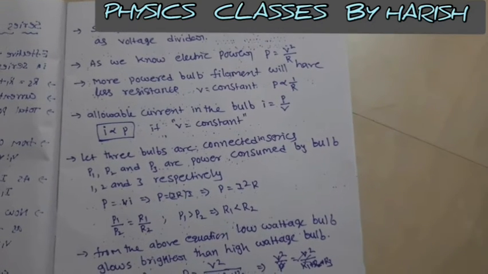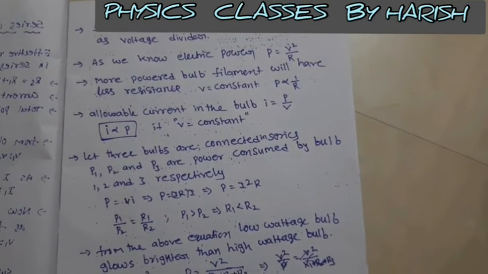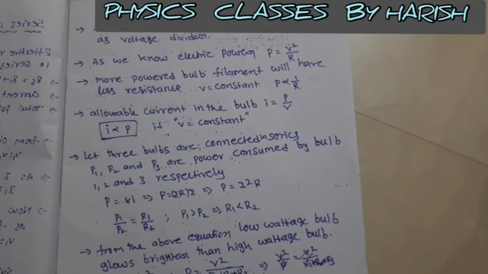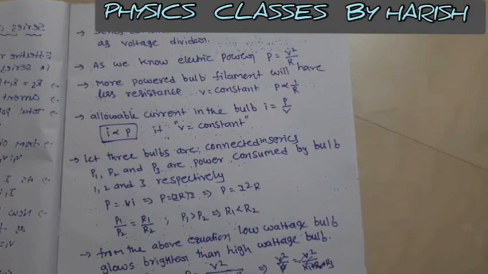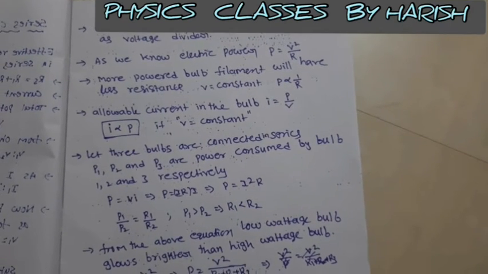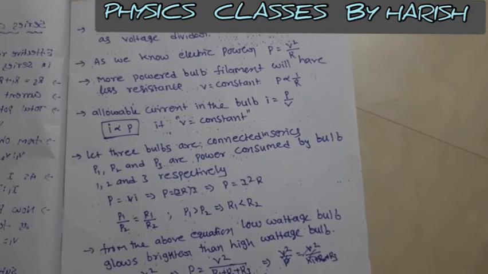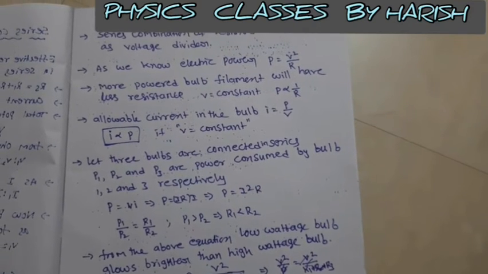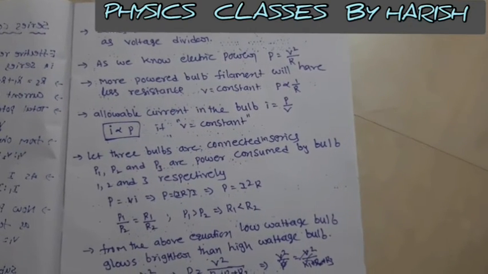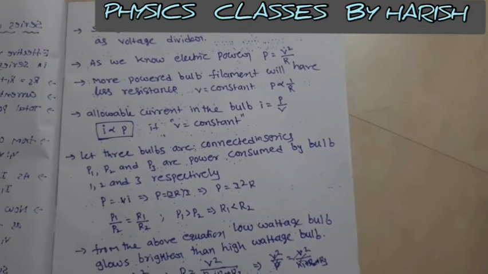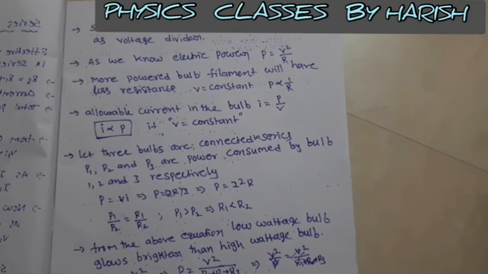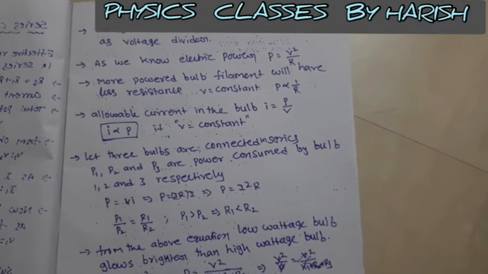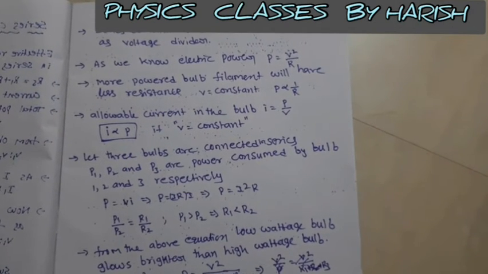Next one, the allowable current in the bulb can be written as I is equal to P divided by V. As V is constant, current is proportional to the power of the bulb. So now coming to our topic, if three bulbs are connected in series, then what is the total power consumed by the three bulbs, that we are going to find here.